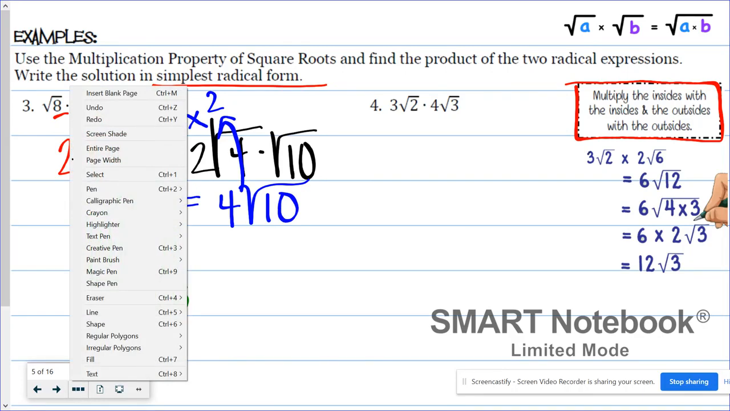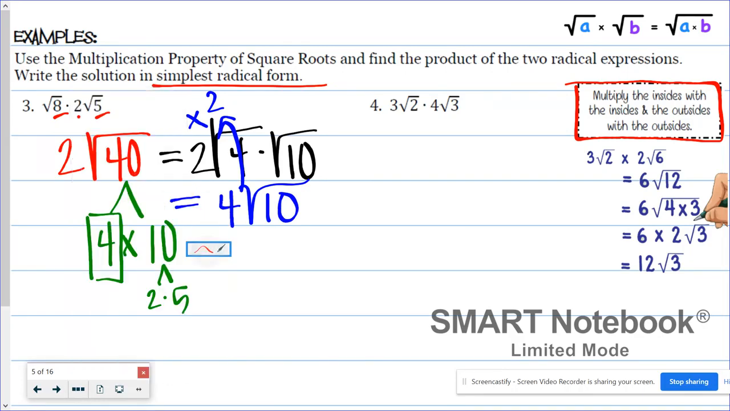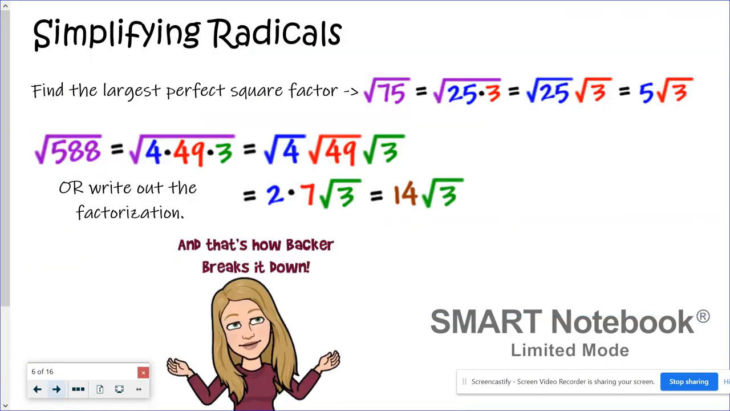And then lastly, in number 4, the first thing I'm going to do is I'm going to multiply insides with insides and outsides with outsides. So 3 times 4 is 12. And then square root of 2, square root of 3, multiply those insides, you get 6. And that is your answer in simplest radical form. How nice. And so that's how we simplify radicals.